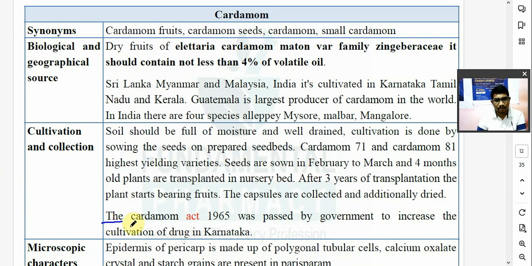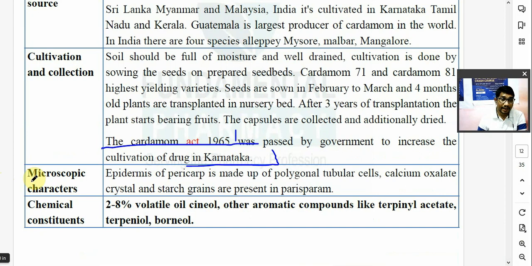The Cardamom Act 1965 was passed by the government to increase the cultivation of cardamom in Karnataka. The Cardamom Act was passed to increase the production.